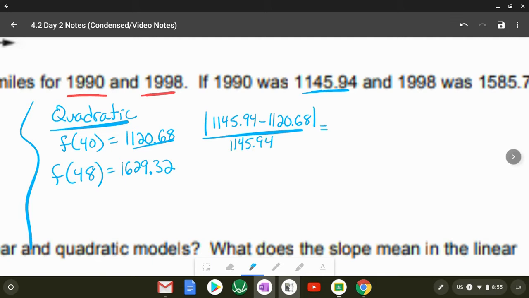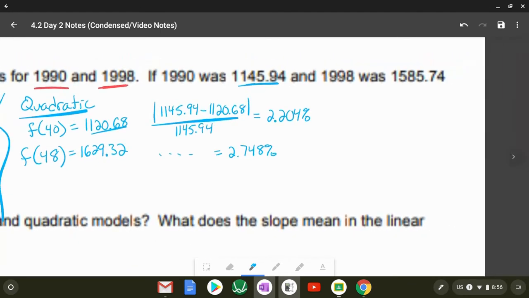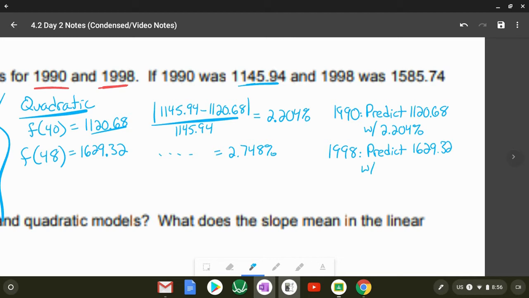we get the percentage error would be 2.204. And then we can just, again, go through the percentage error on this one would be 2.748%. So for the quadratic model in 1990, we predicted 1120.68 with a 2.204% error. And in 1998, we predicted 1629.32 with a 2.748% error.